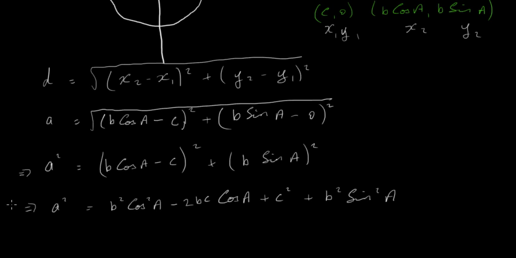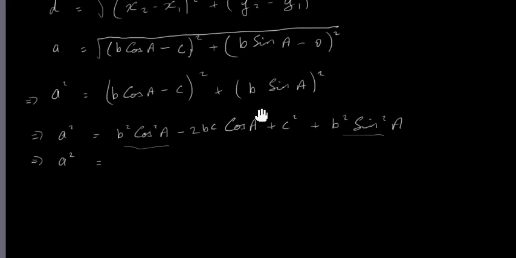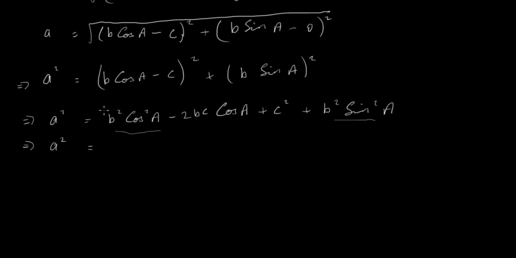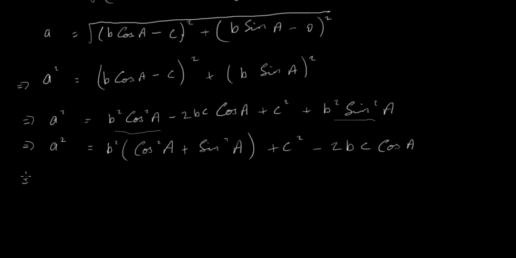Okay, we're almost there. Now on the left hand side we've got a squared. On the right hand side, what I'm going to do is take this term here and this term here, and I'm just going to put those two together and factorize them, because you've got a b squared here and a b squared here. So I can take the b squared outside the bracket, and inside I'll end up with cos squared a plus sine squared a. I have the plus c squared here, and then I've got a minus 2bc cos a.